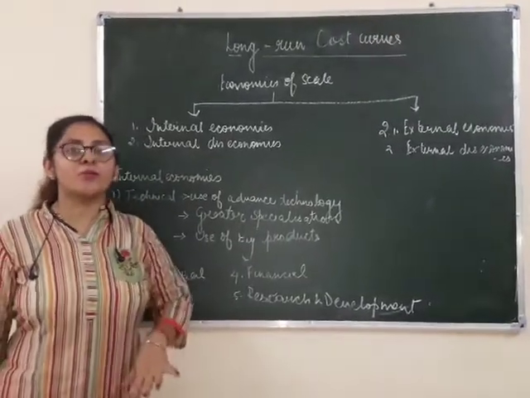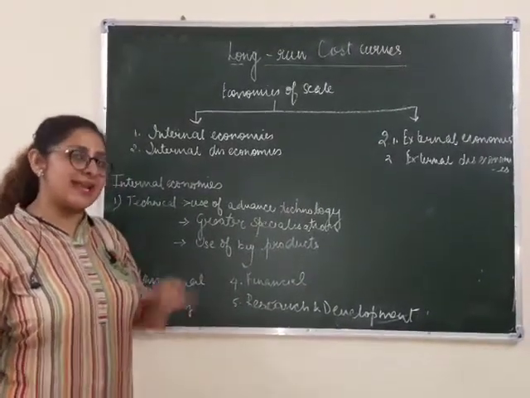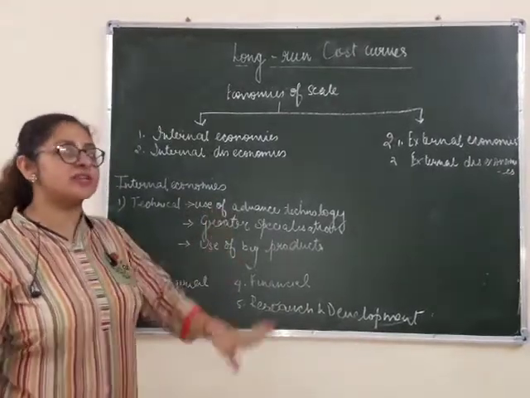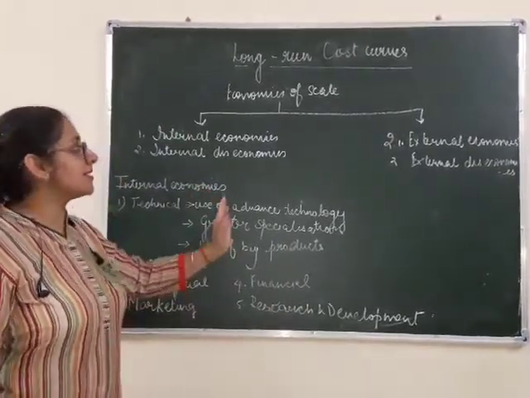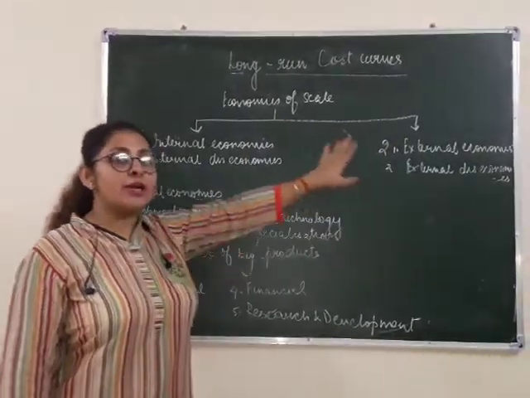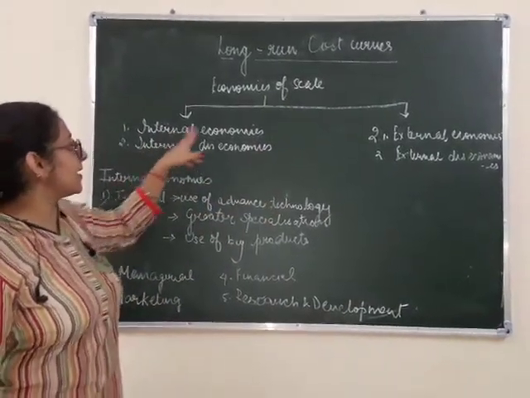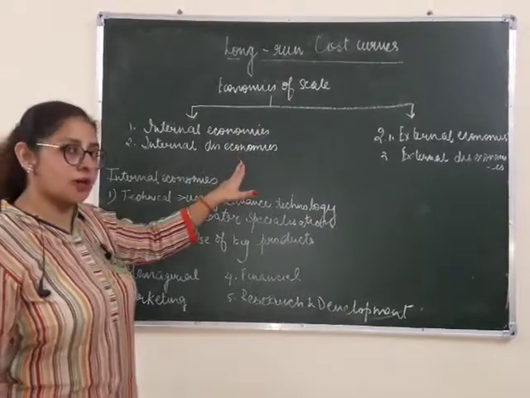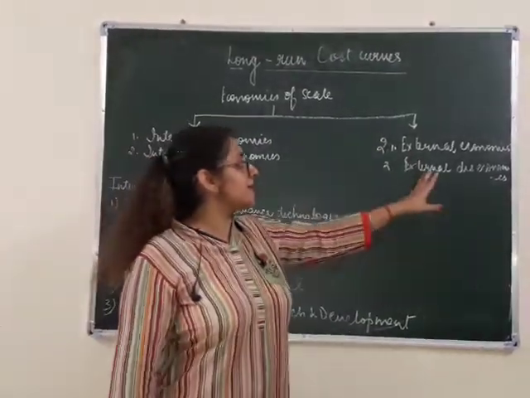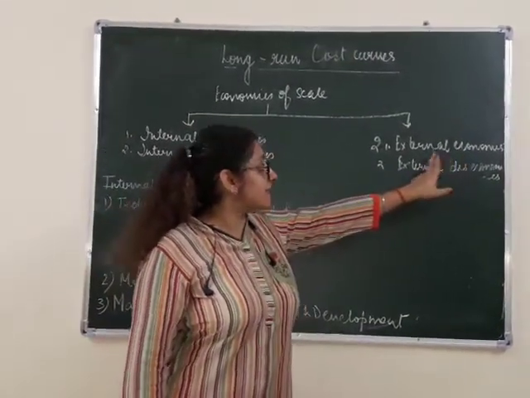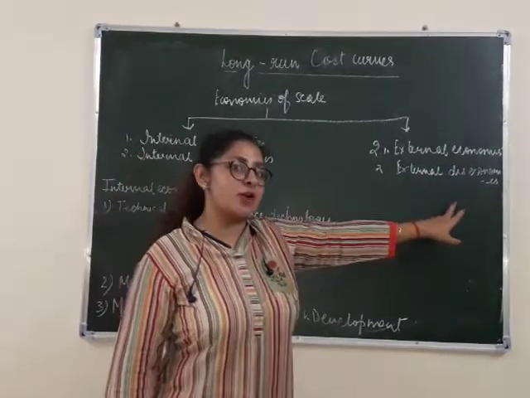I was talking about why in the long run AC and MC are U and J shaped. The reason is economies of scale. Economies of scale is divided into two parts. Number one, internal economies and internal diseconomies. And the second is external economies and external diseconomies.